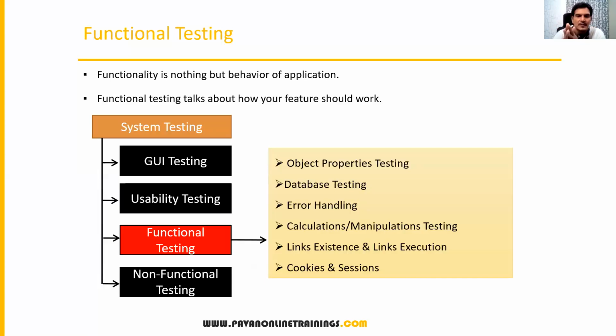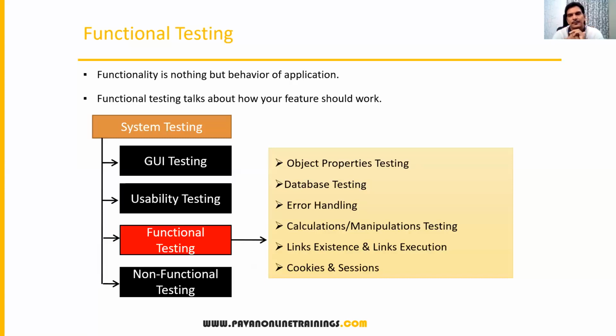In system testing, we have functional testing. Functionality is nothing but the behavior of the application, and functional testing talks about how your feature should work according to the customer requirement. That is our main intention in performing functional testing. In interviews people will ask, what is functionality? Most people cannot answer. We know the term, but we should also know the exact meaning. Functional is something that should work according to requirement.